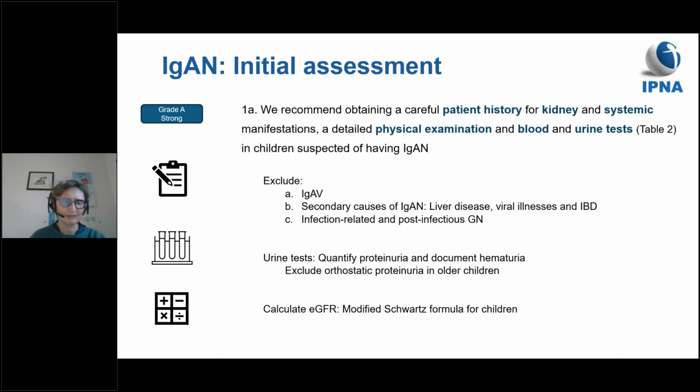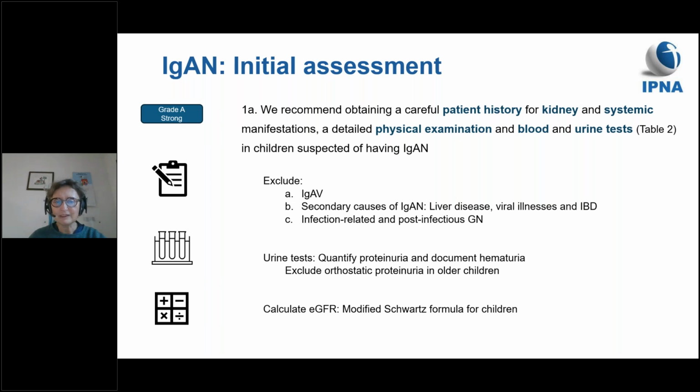For example, IgA vasculitis, secondary causes of IgAN, which in children are not that frequent, such as liver disease, viral illnesses, and IBDs, but they can be present and they can give pictures that are very, very similar to classic primary idiopathic IgA nephropathy. And also to exclude infection-related and post-infectious glomerulonephritis, which we know in children can present with a clinical picture that is very, very similar to that of IgA nephropathy.